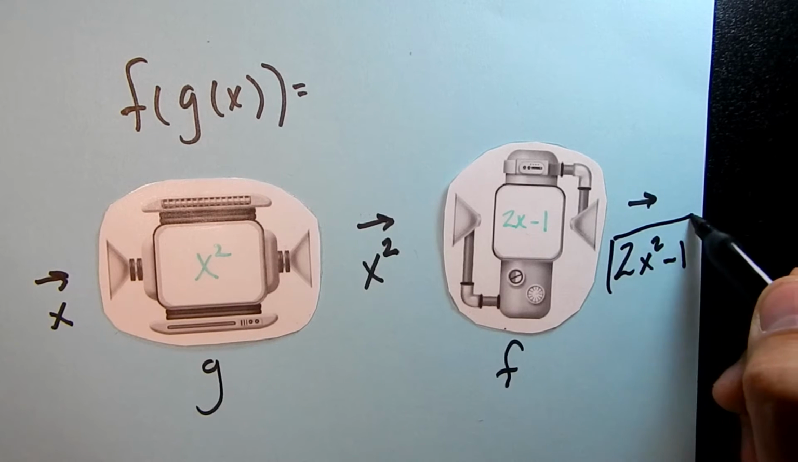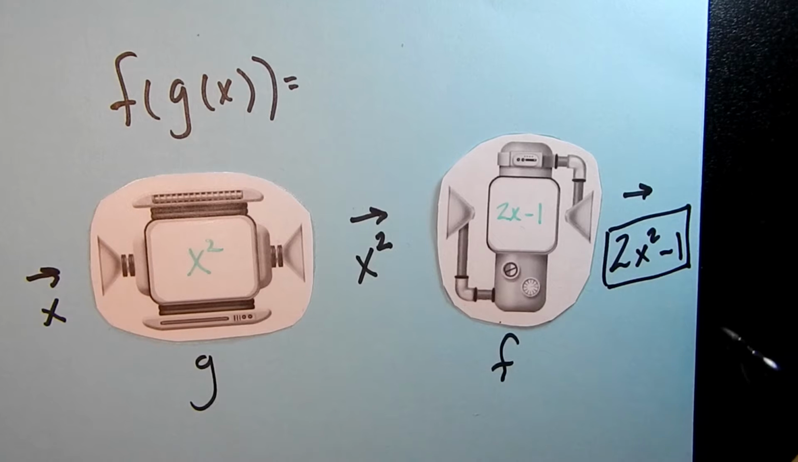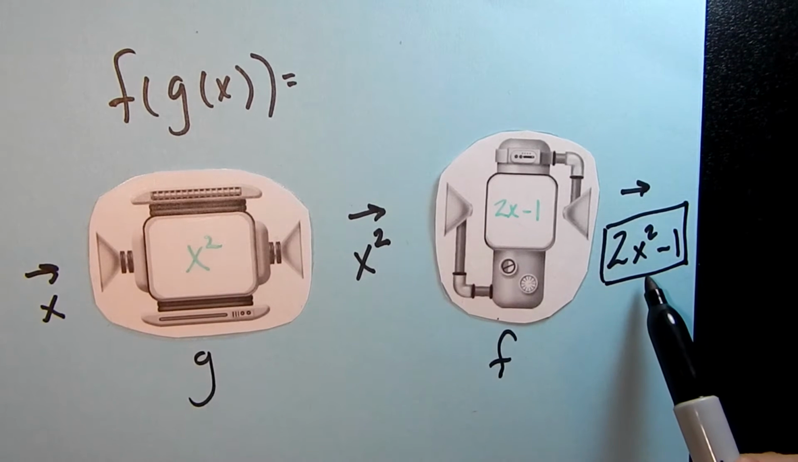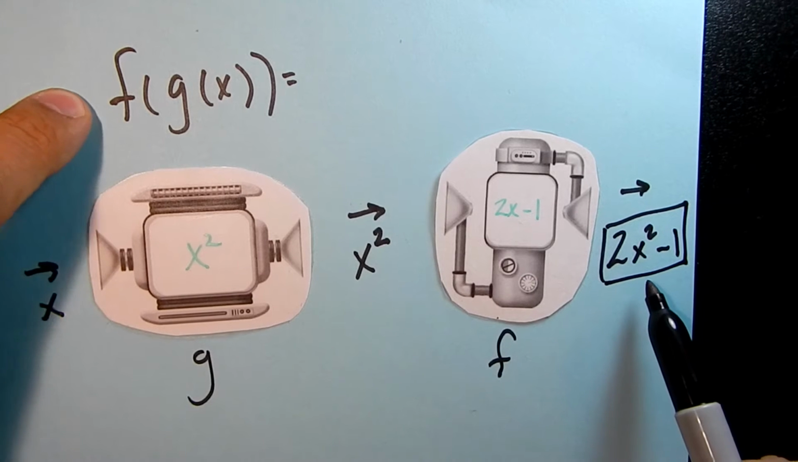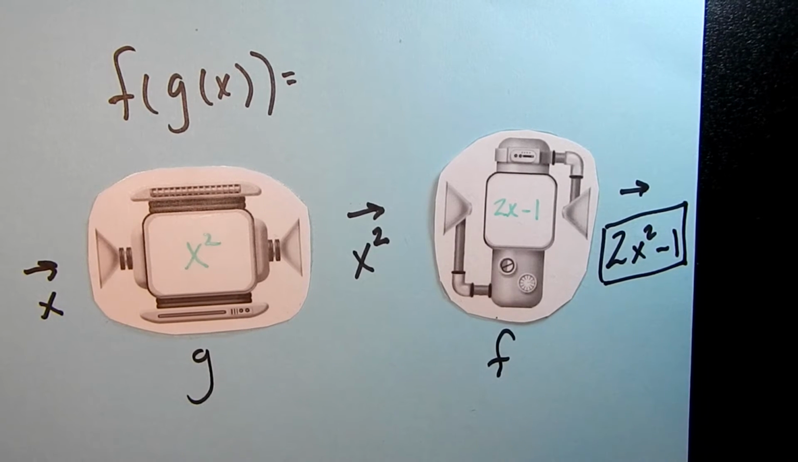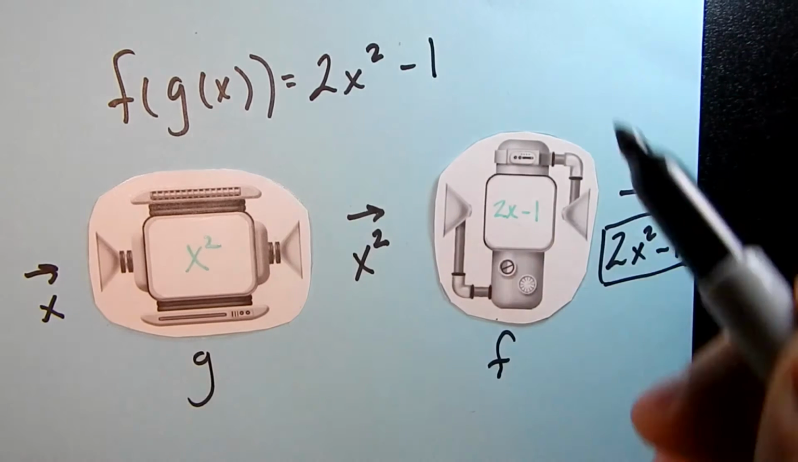And that is it. So when we're composing these functions, this process, again, if I didn't mention it before, is what we would call finding a formula for this composition of functions, for these two particular functions, the way we've defined them. So we have 2x squared minus 1.